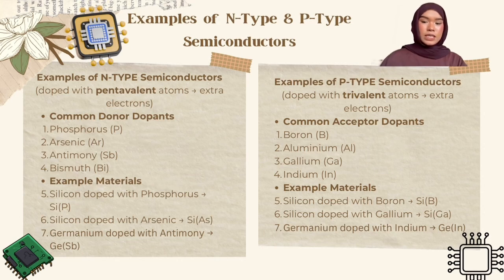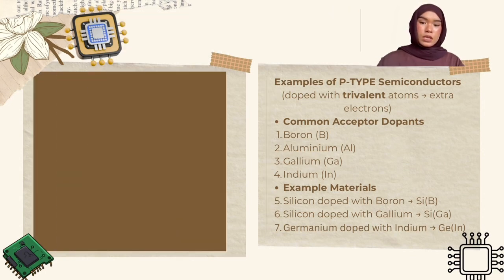In practice, we see this when silicon is doped with phosphorus or arsenic, or when germanium is doped with antimony. On the other side, we have p-type semiconductors. These are created using trivalent atoms which only have 3 valence electrons. This shortage of electrons creates extra holes or positive charge carriers. We call these acceptor dopants because they are looking to accept an electron to fill that hole. Typical elements used here are boron, aluminium, gallium, and indium. Examples of these materials include silicon doped with boron or gallium and germanium doped with indium.